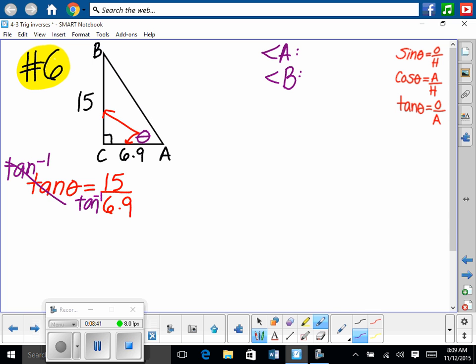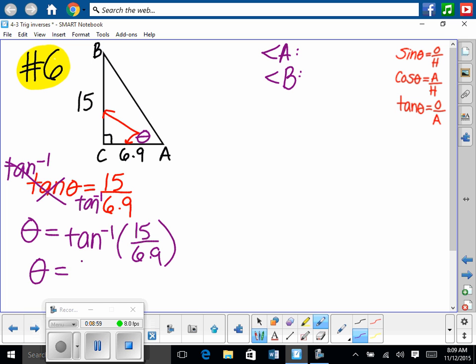Inverse tangent and tangent cancel out, leaving us with theta, which is awesome because now we've solved for the variable theta. So theta is equal to tangent inverse of 15 over 6.9. Type it in. Tangent inverse: 65.3 degrees. So I know that angle A is 65.3 degrees.